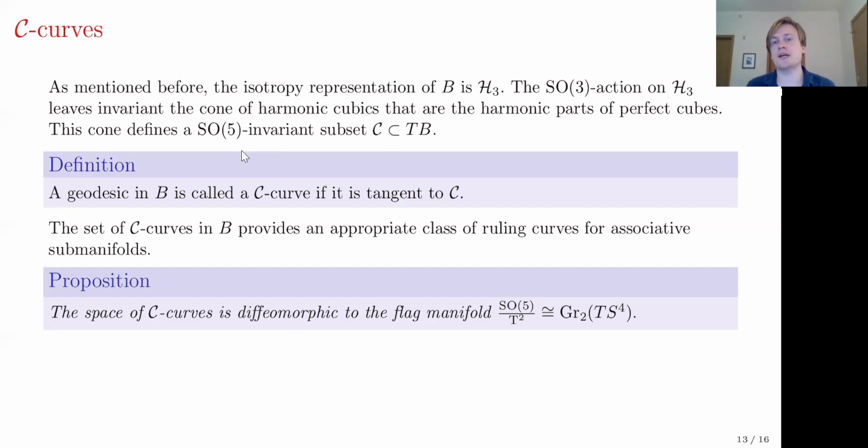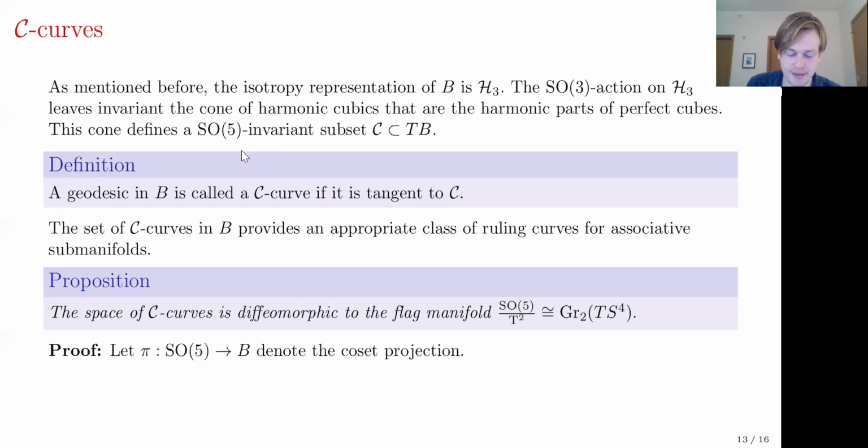This thing is an 8-manifold. So we have a point in S⁴, and then we have a 2-plane in the tangent space at that point. Okay, and our space of C curves is diffeomorphic to this space. And the proof is not so hard. This is a sketch of a proof rather than a full proof though.